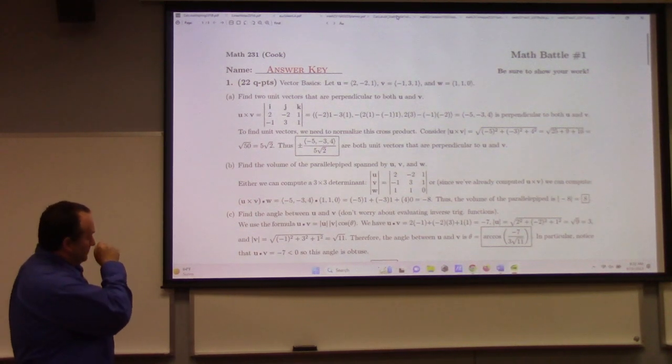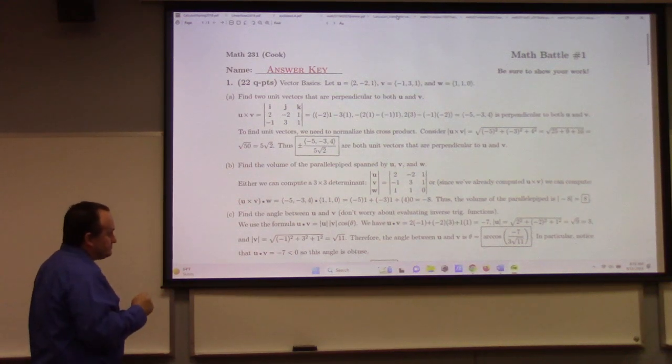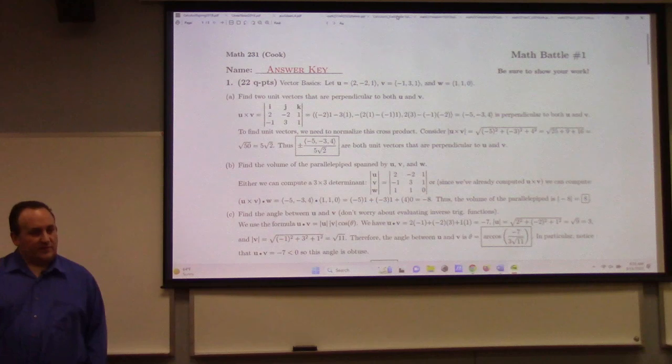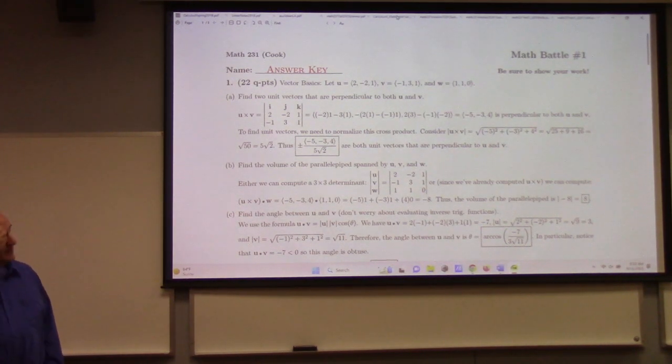Problem, goodness, about to start coughing. Part A, notice some of you guys missed unit vector, right? So you're right, the cross product of u and v gives you a perpendicular vector, very good. But the word unit vector means you have to divide by the length to make it into a length 1 vector, right? So some people missed that.